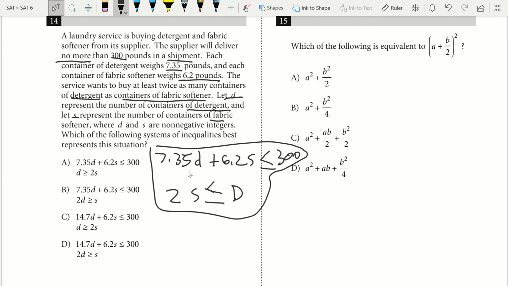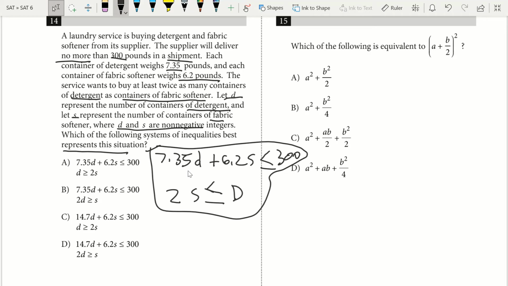We're going to finish reading our question, but it's probably just going to ask us for these because I glanced over at the answers, which is okay to do as long as you're not spending too much time looking at the answers before reading the question. And it says, let D represent the number of containers of detergent and S represent the number of containers of fabric softener, where D and S are non-negative integers. Which of the following systems of inequalities represents the situation?